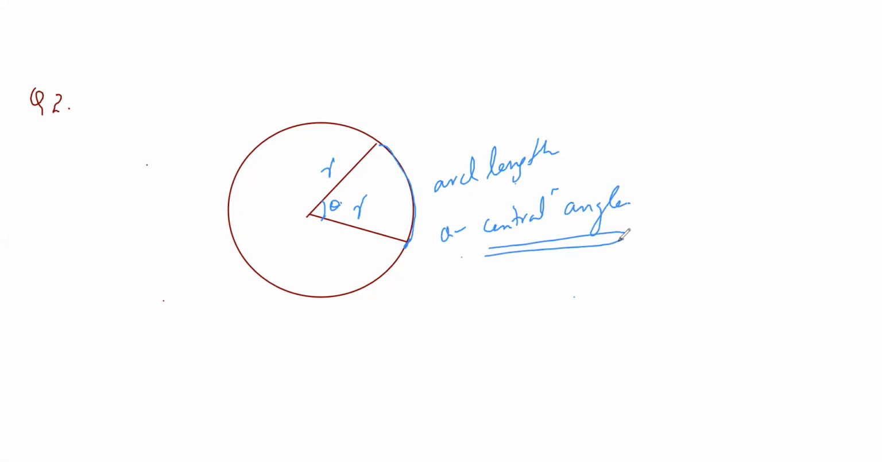Okay, so based on this, I'm going to do the next question for you. Arc length, theta is the central angle, and radius. Later on, you can copy down this thing. First, let's complete the thing which is required.